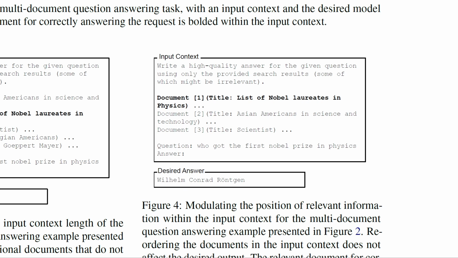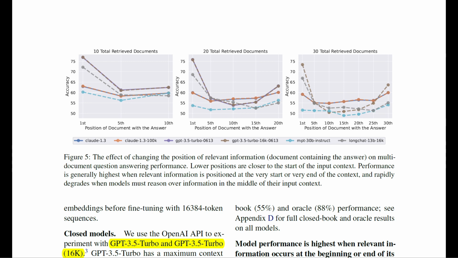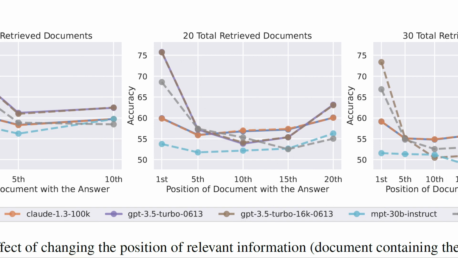Varying the number of input documents between 10, 20, and 30, the study reveals a distinct U-shaped curve in model performance. Models demonstrate significantly better performance when identifying and utilizing relevant information at the very beginning or very end of the context. For instance, GPT 3.5 Turbo's performance on multi-document QA can decrease by more than 20% in the 20 and 30 document settings. Its performance dips lower than its closed book performance, which refers to performance without any input documents.